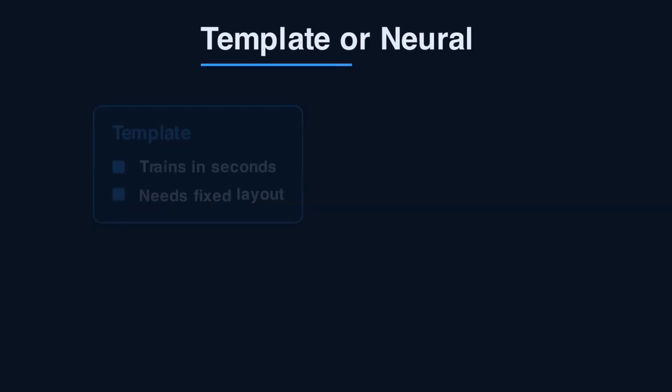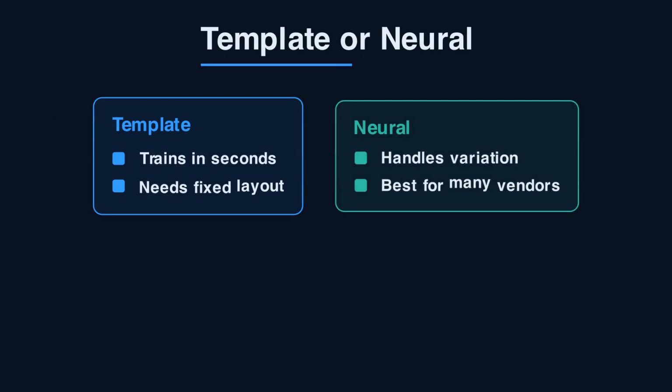You pick a build mode at training time, and it matters. Template models train in seconds and demand consistent fixed layouts. Neural models handle structural variation but cost more compute and time. For invoices from many vendors, choose neural every time.